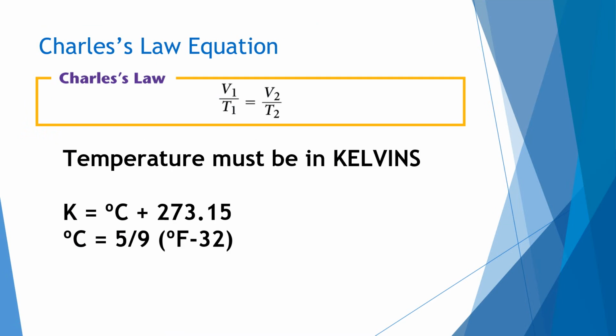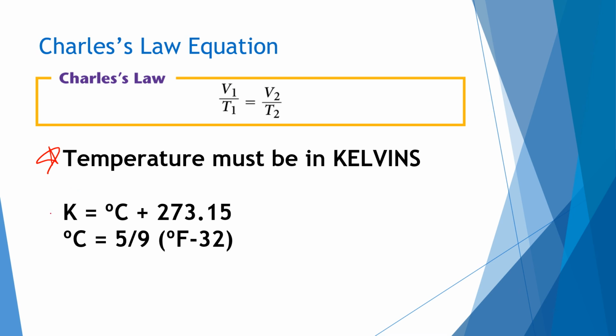Our equation for Charles' law is V1 divided by T1 equals V2 divided by T2. Again, same thing. V is going to be our volume, T is going to be our temperature, 1 is going to be before the change, and 2 is going to be after the change. The only thing that we really have to keep an eye out on is that temperature has to be in kelvins. Now, for most of the problems I give you, I'm either going to give it to you in Celsius or give it to you in Kelvin.